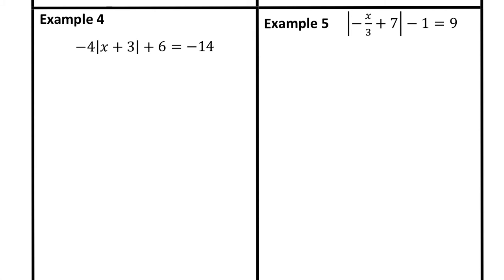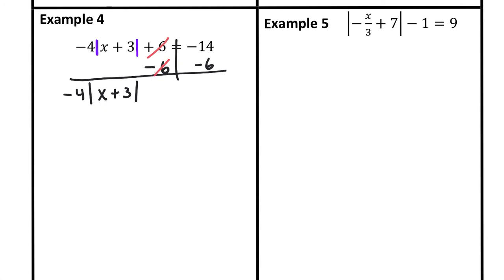Okay. Last 2 examples. So we want to get the absolute value by itself. So I can subtract 6 on both sides. That's going to give me -4 absolute value of x plus 3. Just copying. The positive and -6 will cancel. Then it's going to be equal to -14 minus 6. They're both negative, and there's subtraction going on, so it's going to equal -20.